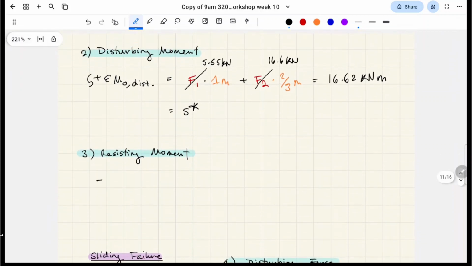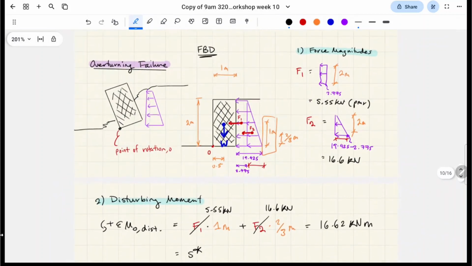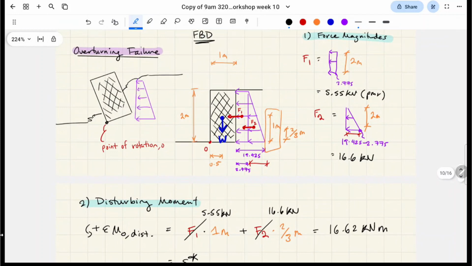So for resisting moments, we do the opposite, which is we group together the clockwise moments, okay? So these will give us resistance. We'll call this R star. And if we look on this diagram, which forces are going to give us a clockwise spin about point O? Just the weight. So the weight is the only one that's going to give us a clockwise spin about point O, right?